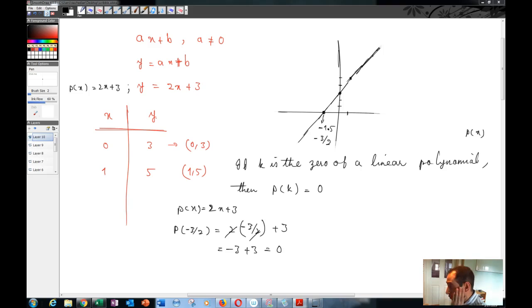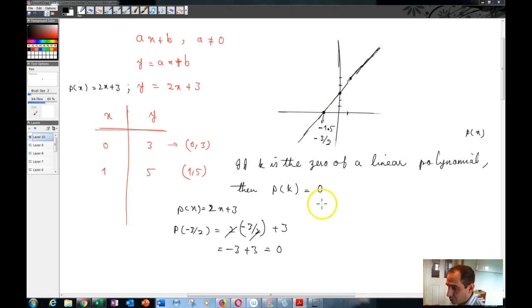So basically, in general, for a linear polynomial ax plus b, where a is not equal to 0, the graph of y is equal to ax plus b is a straight line which intersects the x-axis at exactly one point, and the coordinates of this point are going to be basically this x-intercept over here, which is negative b by a, right?